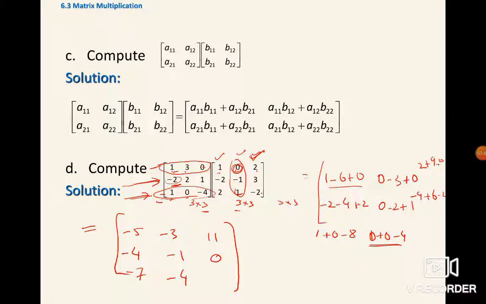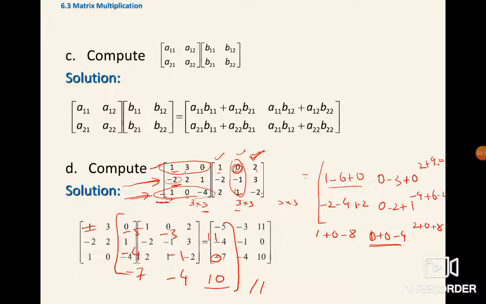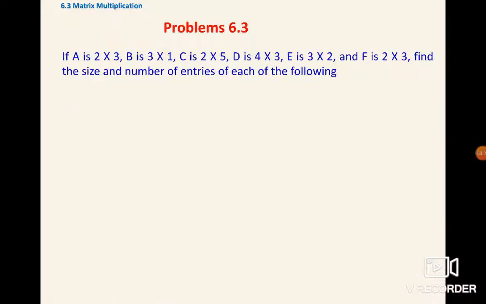Finally, the third row of the first matrix with the third column of the second matrix will give you the last element. 1 into 2 is 2, 0 into 3 is 0, minus 4 into minus 2 is plus 8. 2 plus 8 is 10. That's it. How to multiply two matrices: take one row from the first matrix, multiply with every column, and then write the first row of the resulting matrix. Multiplication is element wise, and then add them together.